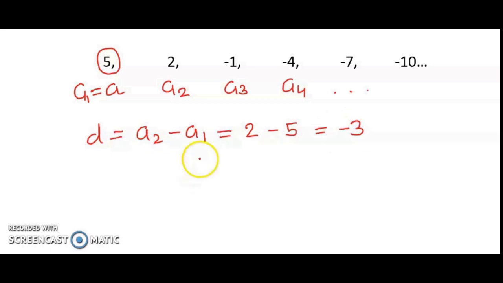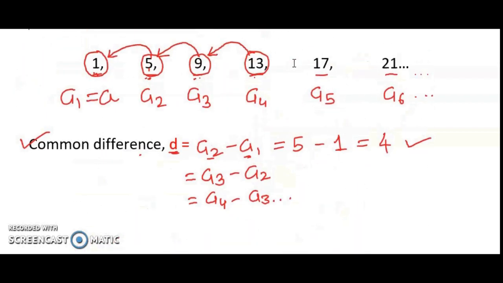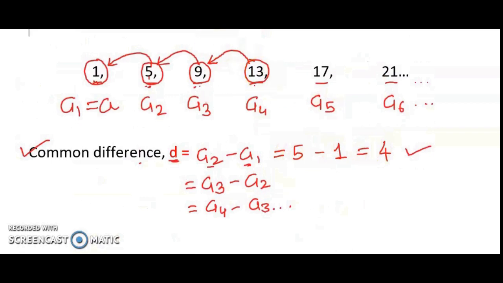So you can see here we get a negative common difference. This series, 5, 2, minus 1, minus 4, minus 7, is in decreasing order because the difference is negative. In the previous question we saw the common difference is positive, plus 4, so that series is in increasing order: 1, 5, 9, 13, like this.